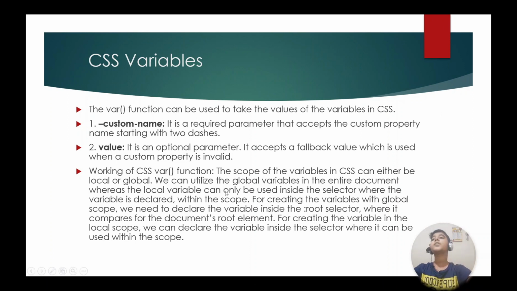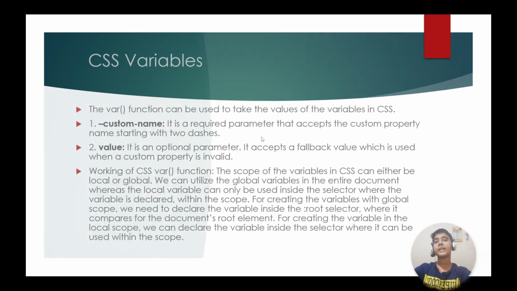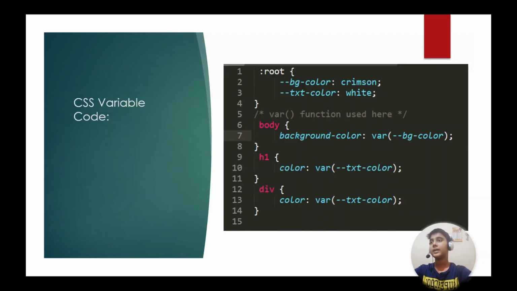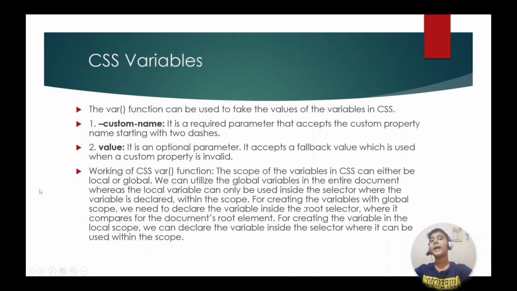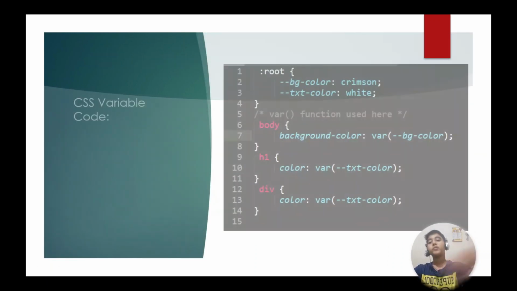And now, the working of the CSS var function. The scope of a variable in CSS can be either local or global. We can utilize a global variable in the entire document, whereas a local variable can be used only inside the selector. So guys, now let's move on to our code.